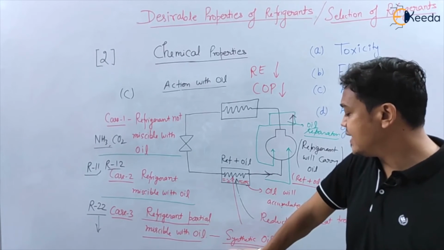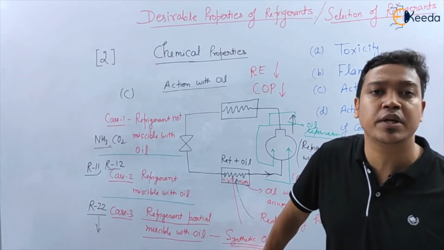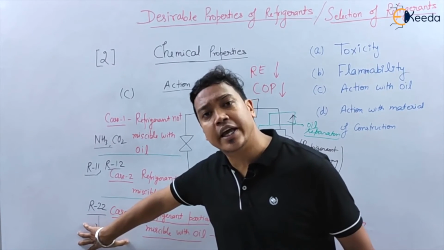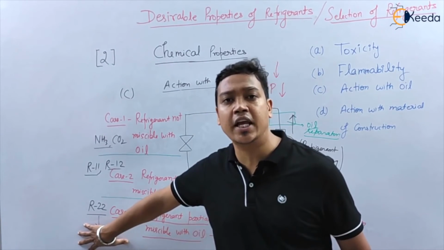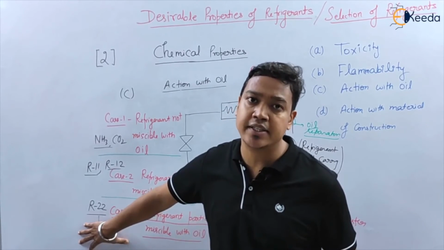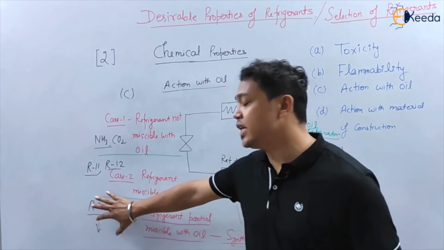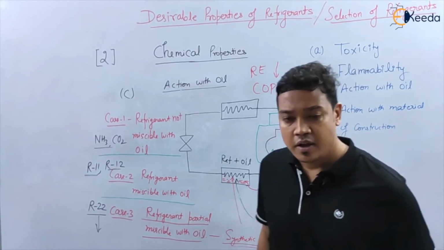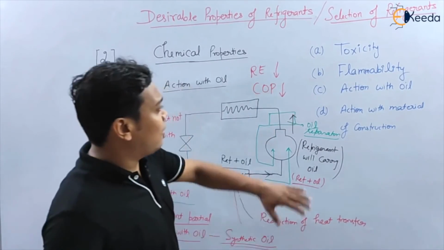So in this case, synthetic oil in the compressor will be used. And mostly R22 is the gas which we are using in the window AC and split AC. So if we are using R22, we have to use synthetic oil. Okay. Now we have covered 3 properties.